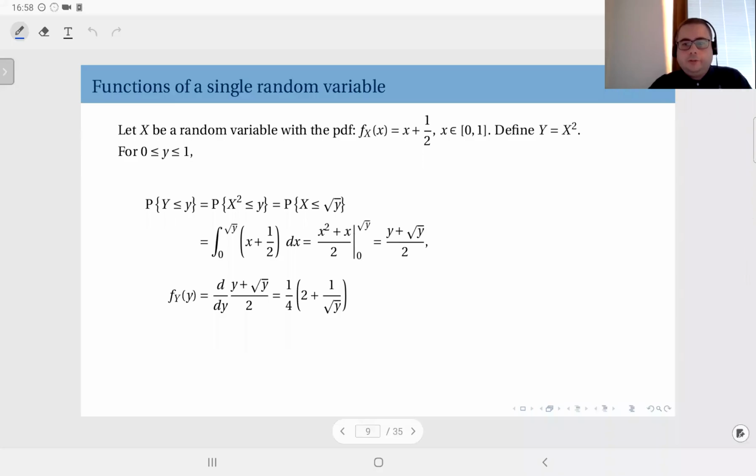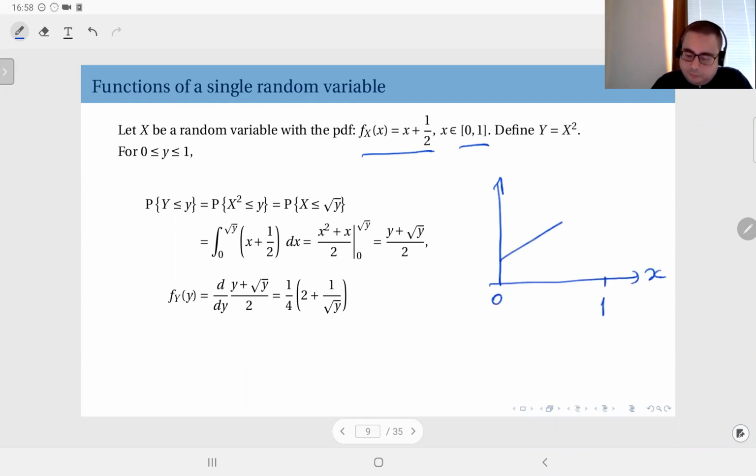Now let's look at an example where we have a continuous distribution. The PDF of x is given as x plus 1/2 in the interval from 0 to 1. So we have something like this. From 0 to 1, we have this PDF. Here, this is 1/2, and this is 3/2 at 1.